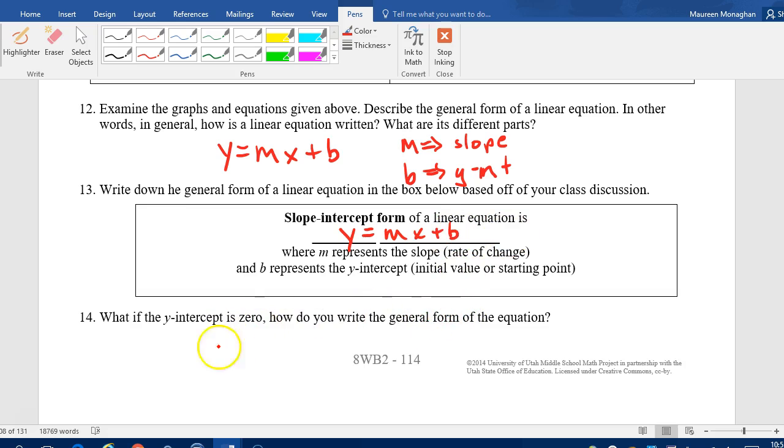What if the y-intercept is 0? Well, you're just going to have y equals mx. And you really don't want to put plus 0. You could, but technically you leave it this way. Okay, this was a good roundup of this chapter, and this concludes our lesson on the equation of a linear relationship.